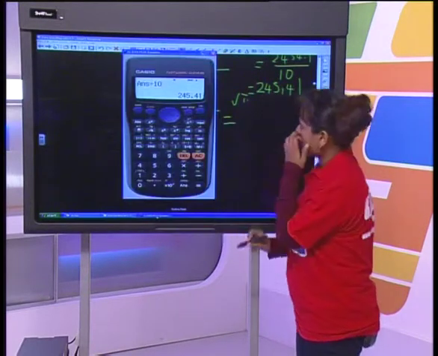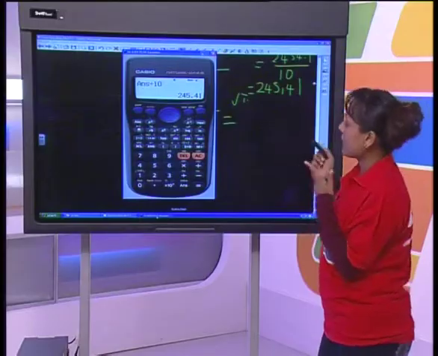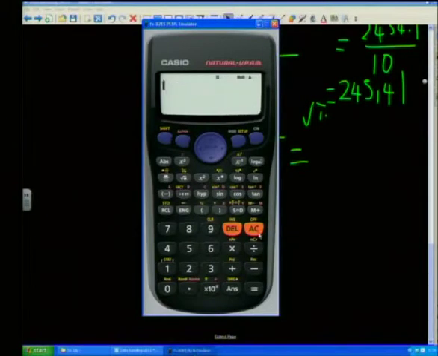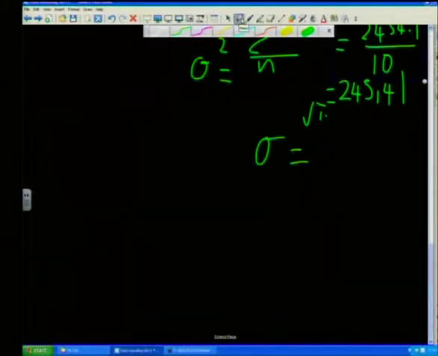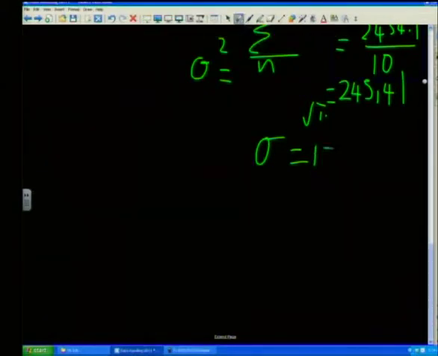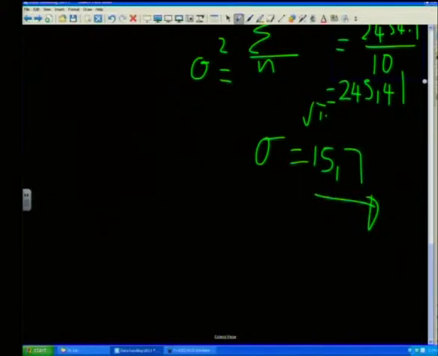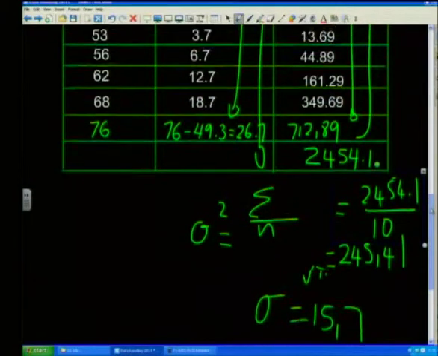On our calculator, we've still got the answer there, 245.41. So we're just going to take the square root of that answer, and we get 15.66566. If we round off to 1 decimal place, it's going to be 15.7. Therefore the standard deviation is 15.7. That means the marks have a standard deviation of roughly 15.7 from the mean.